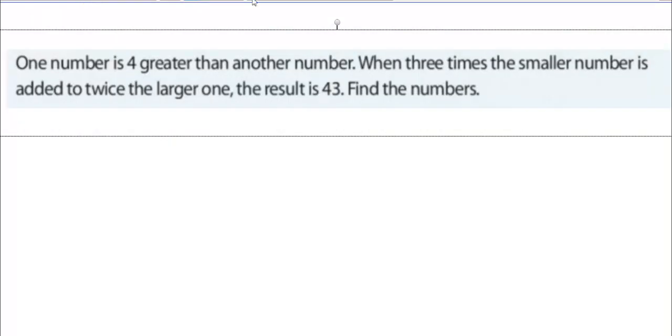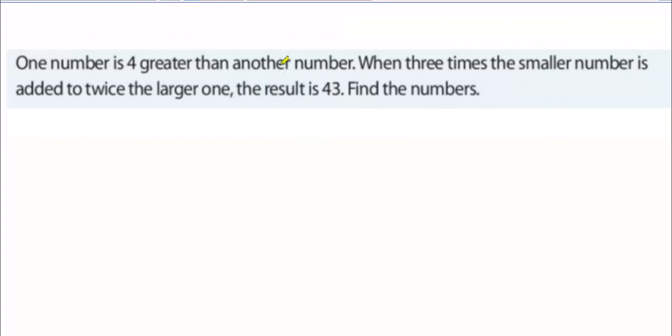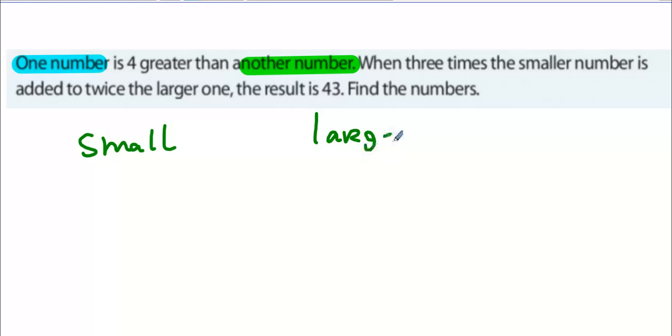Okay. Now, what we have is two numbers. Would you agree with that? We have one number and it's greater than the other number. Agreed? So, okay, we have a small number and we have a large number. Can you pick a letter to represent the small number? What letter do we normally use to represent a number? We use x. The small one is x. What's the large one?